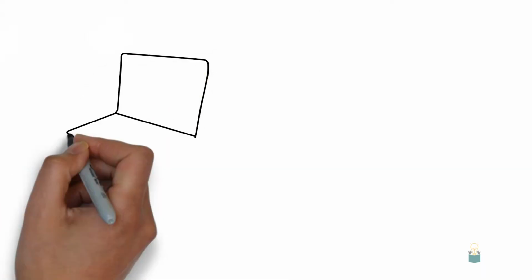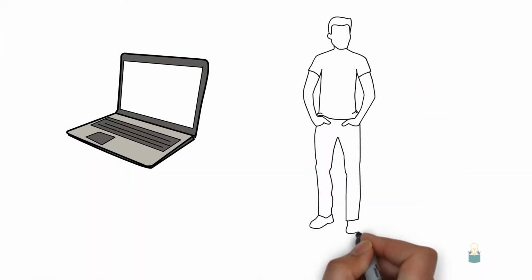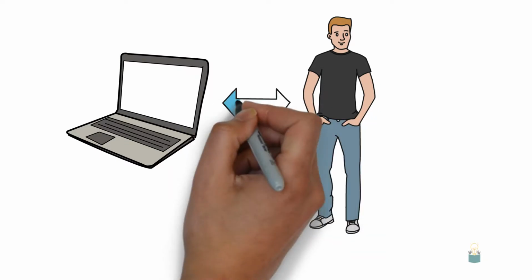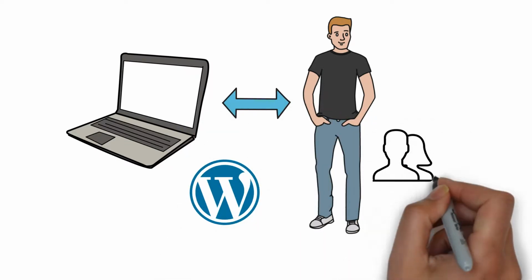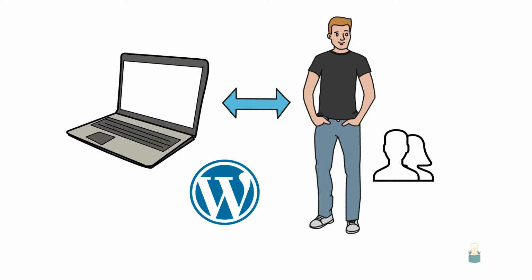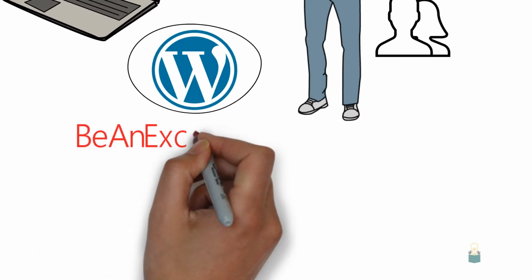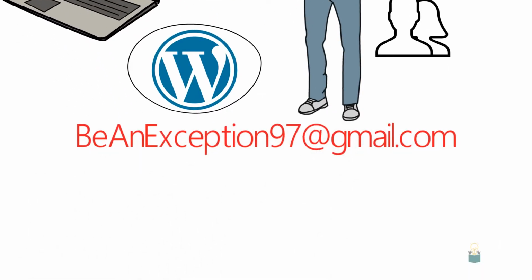I have a computer science background and I have read subjects like human-computer interaction, so it was easy for me to build my own website with WordPress and make it user-friendly. You can take a look at my website. If you need to build a WordPress website, you can also contact me. I would love to help you out. Write me an email, beanexception97@gmail.com.